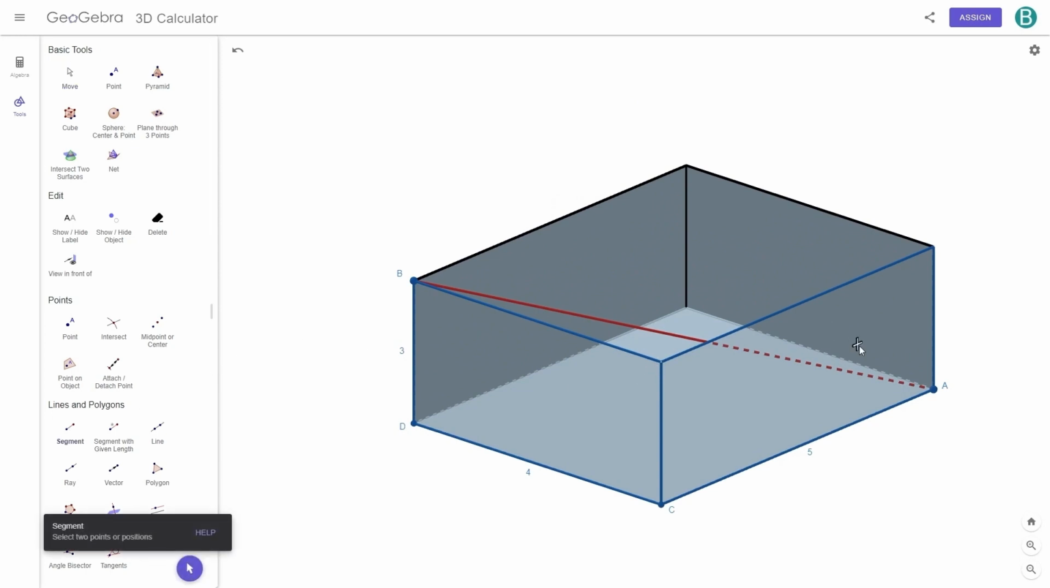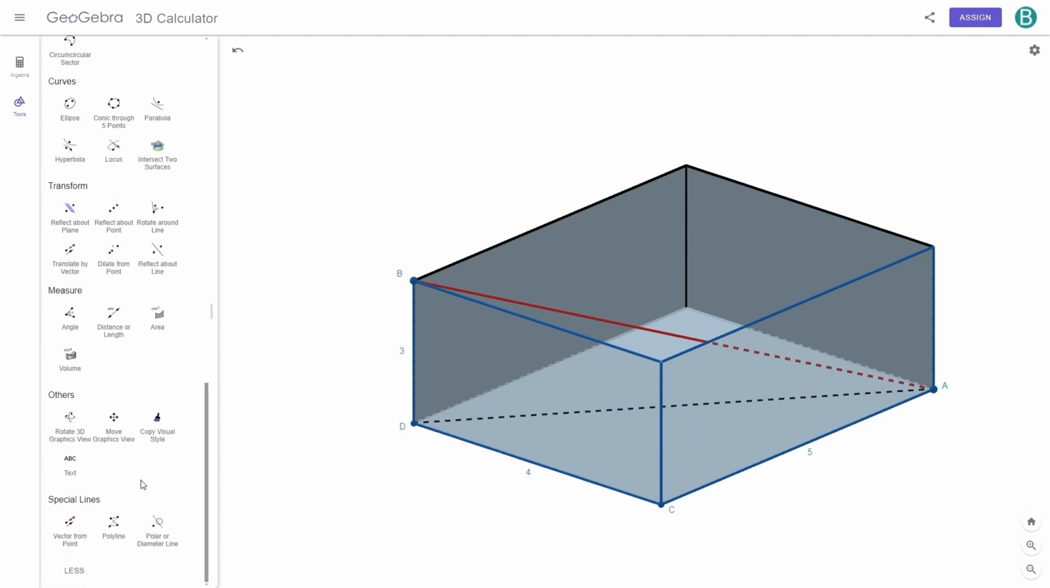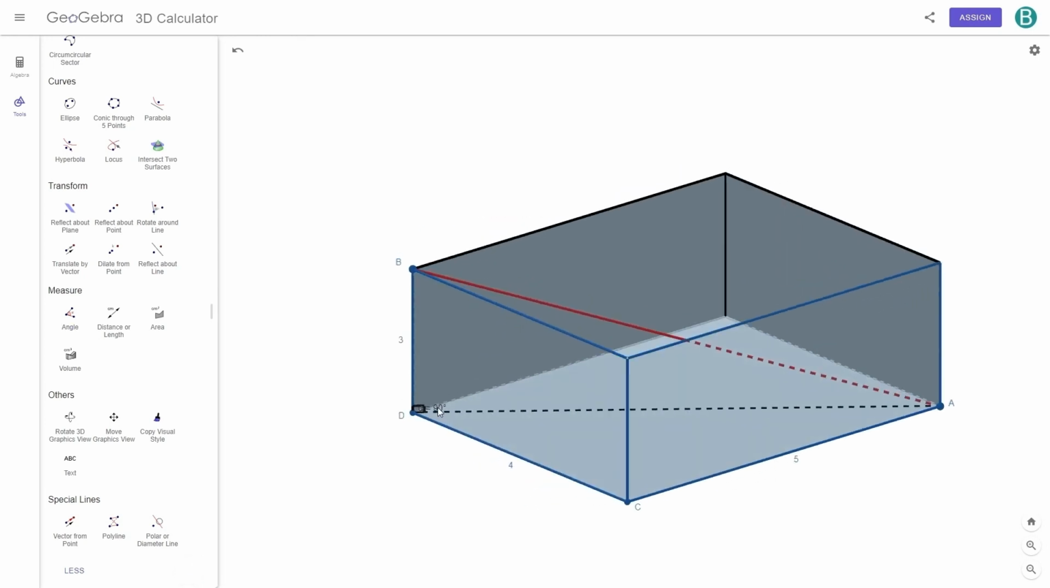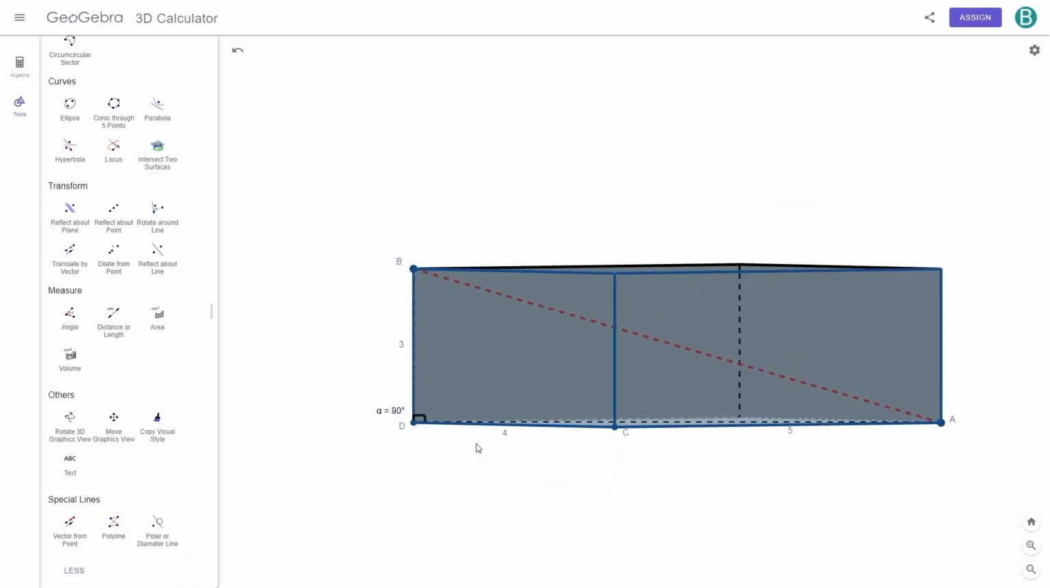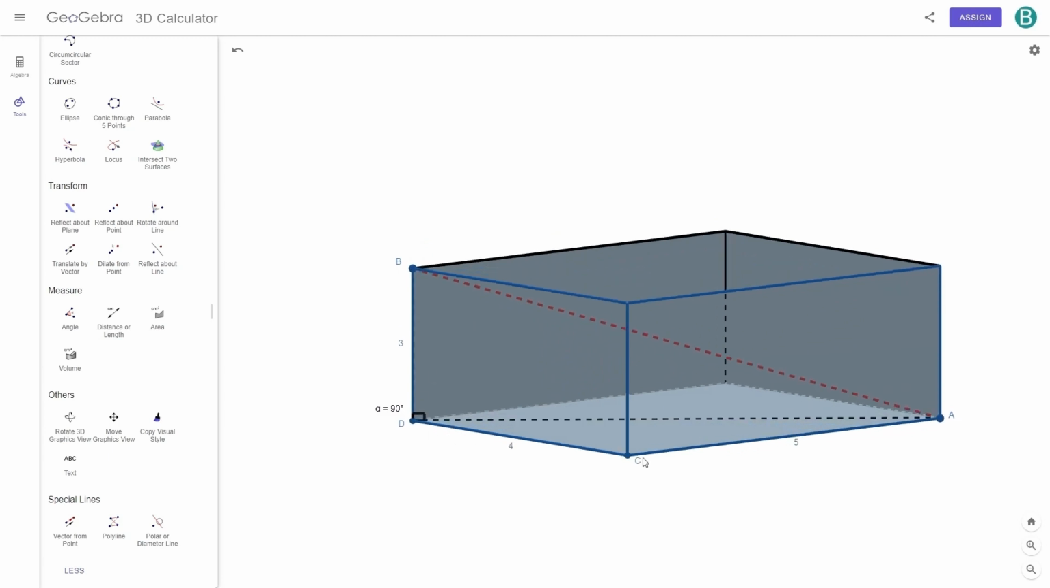If I draw a line from this point here, A, over to this point here, D, what I have created is a right-angled triangle from A, D, and B, and that makes a right angle right there. So this angle in the corner here is a right angle, and I now have a right-angled triangle that I can use Pythagoras with.